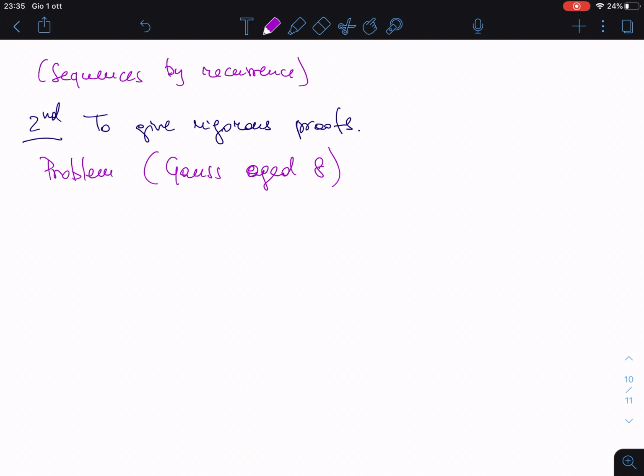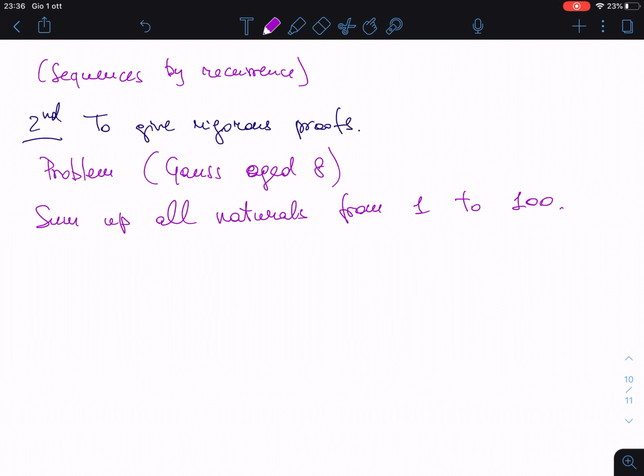So he told the children to sum up all numbers, all natural numbers, from 1 to 100. So he was sure to be safe, to stay there half an hour and more with the kids working, but he underrated his young Gauss, who in some seconds gave him the correct answer.